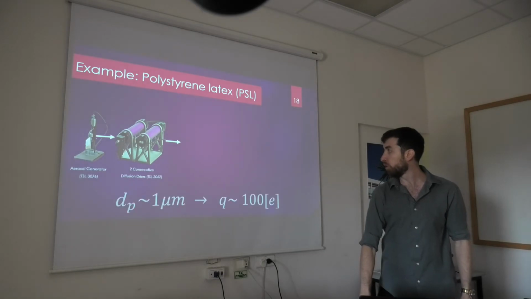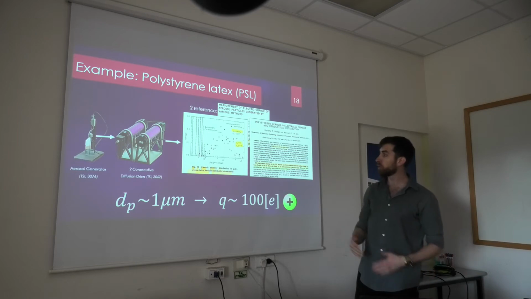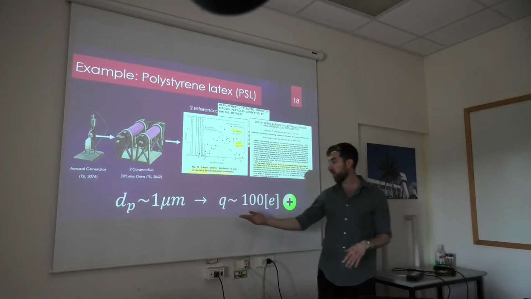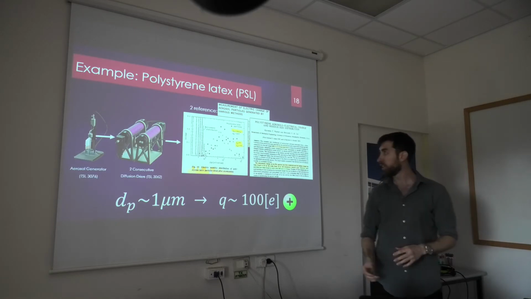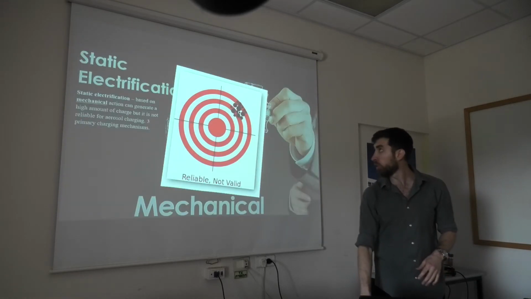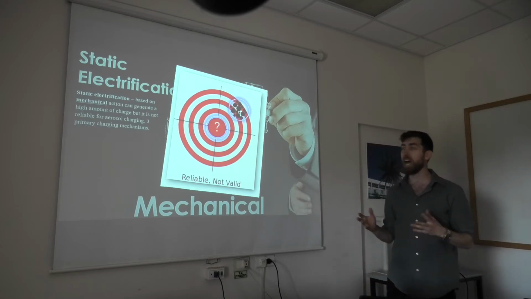So in my case, I use polystyrene particles, and according to some reference that I have, this gives me 100 electrons per 1 micrometer aerosol. So what's the problem with all these mechanisms? These mechanisms are not reliable.